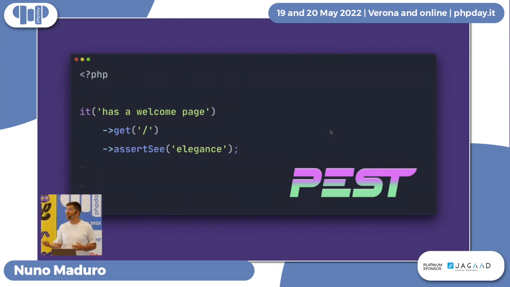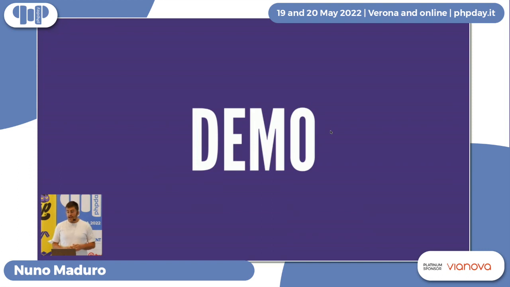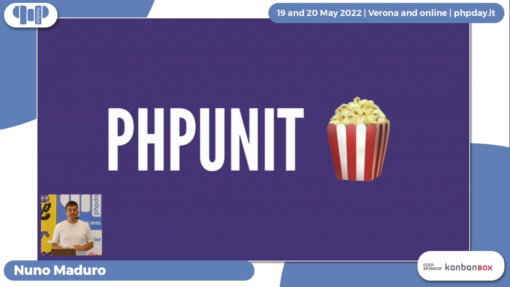And for some of you who don't know what is PEST PHP, well, it is an elegant PHP testing framework with a focus on simplicity. And honestly, it is damn simple. It's based on PHP unit, but gives you a totally different API that I think you will like. Today, I'm going to do a demo for you so you can see what is PEST PHP, because it's just better to show you, right? But a small disclaimer. This is not a talk of PHP unit versus PEST, and I'm going to show you a lot of PHP unit examples just because you already know PHP unit in advance, and it's just better to put you in the same context. So that being said, let's get started.